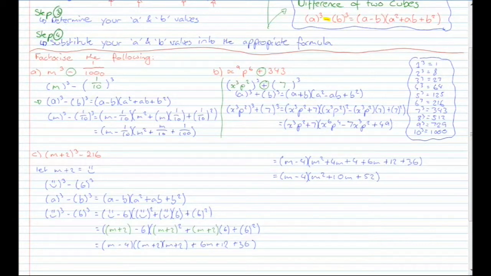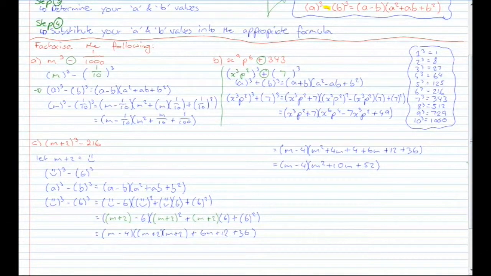Coming down now to part C where it says m plus 2 cubed minus 216, well because we're being asked to factorise something that's already in brackets, what we need to do is make m plus 2 equal to smiley face. Alright, now all of a sudden you've got smiley face cubed minus 6 cubed. Well, that looks a little bit easier again, doesn't it?